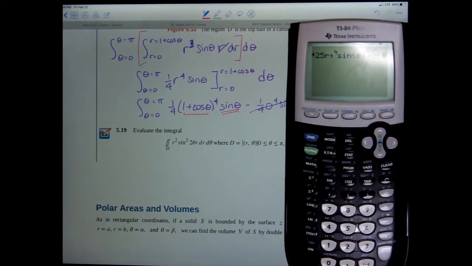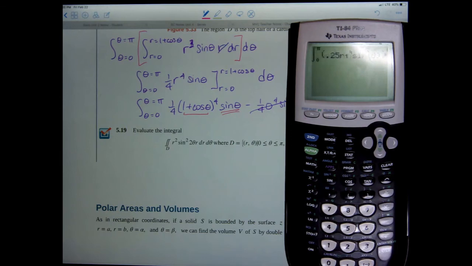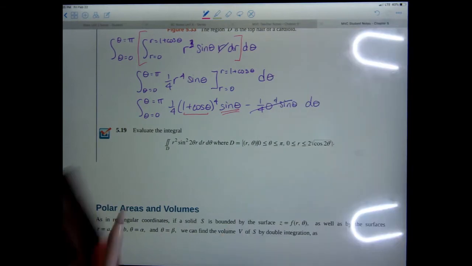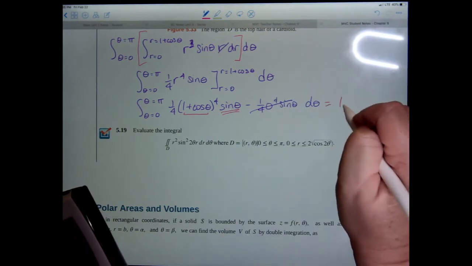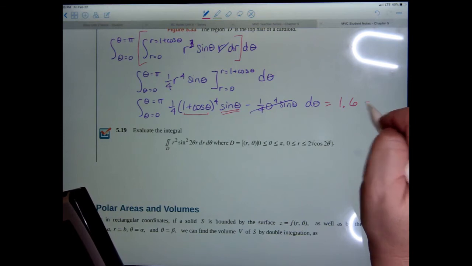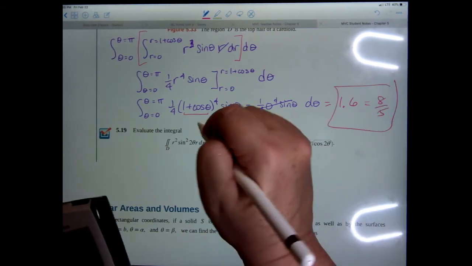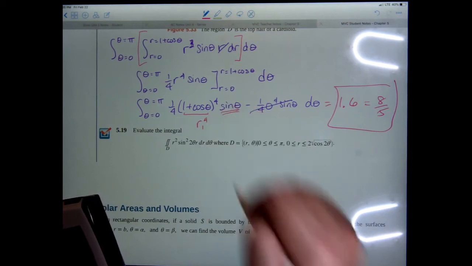Yes? Okay. Boom. We got 1.6. Oh, no, I know what I did. You forgot the sine theta. And if you do it by hand, it comes out to be 8/5. This is r1 to the 4th. Okay?